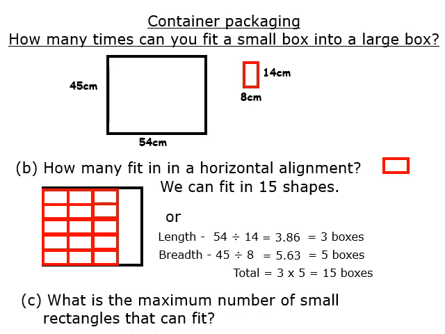So if we do it horizontally, we only get 15 boxes. If we do it vertically, we get 18 boxes. So what's the maximum number we can stick in? The maximum is 18. So you need to do both alignments and see which one's the biggest number. And just write that down, the maximum number of boxes is 18, or whatever it is.